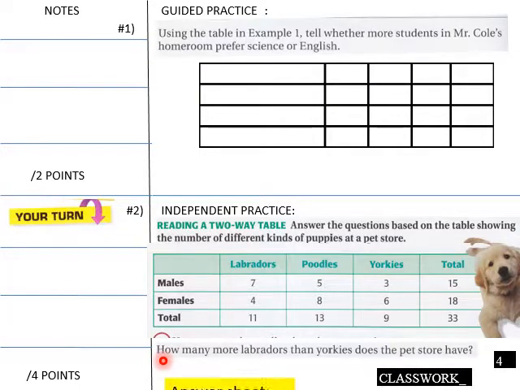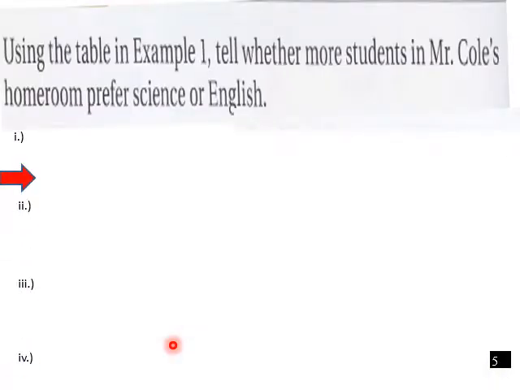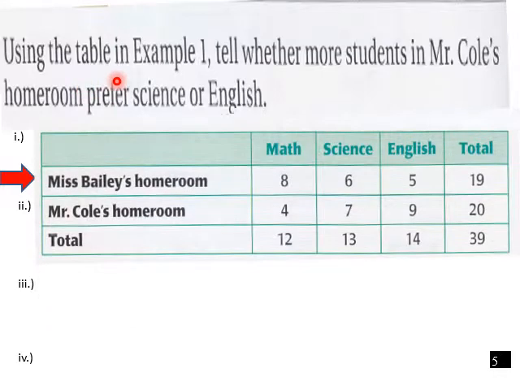Okay, into our first guided practice for 10.3. Using the table in example 1, tell whether more students in Mr. Cole's homeroom prefer science or English. Students, do your independent practice. Use the table in example 1. Here's the table. Tell whether more students in Mr. Cole's homeroom prefer science or English.